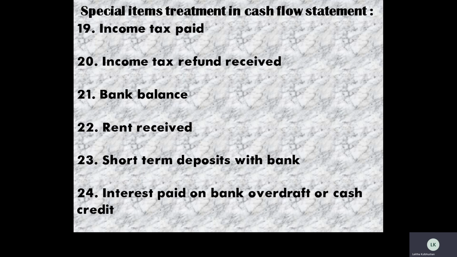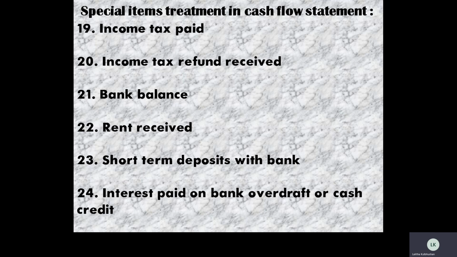Now the next is bank balance. Already we have discussed this. This bank balance is an item of the cash and cash equivalents. It is neither shown in the operating, investing nor financing activities. Directly its treatment will be done at the end, at the last, as the cash and cash equivalents.